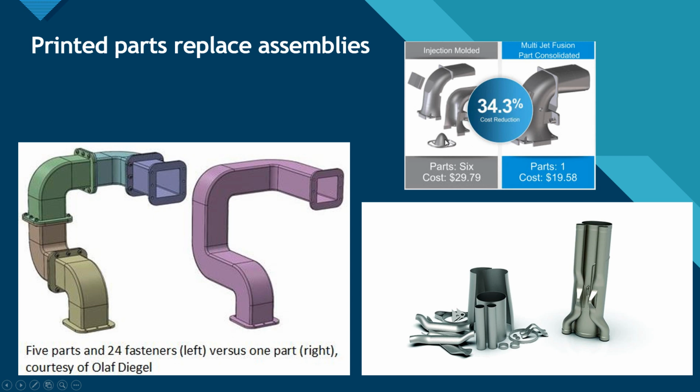Similar over here, we have 6 parts requiring assembly, or we could 3D print one part at a cost of $19.58 a part compared to $29.79 a part, reducing the cost by 34.3%.